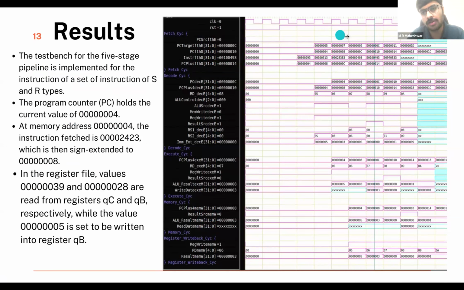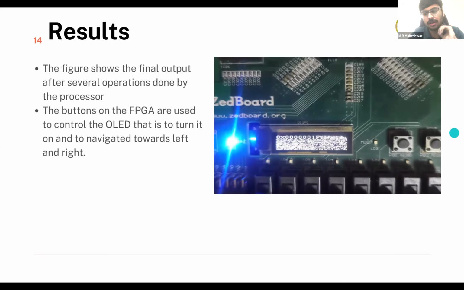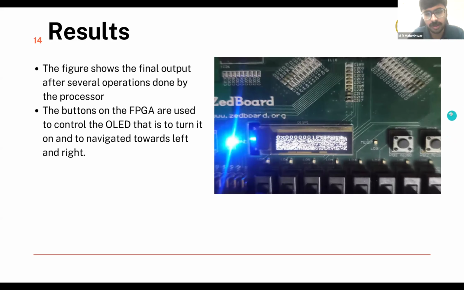So after 5 clock cycles, all of this process will execute simultaneously. And this is the hardware implementation of it. As soon as we get the output from the processor, it will go directly to the OLED. This is an external peripheral that is present on the Z board.